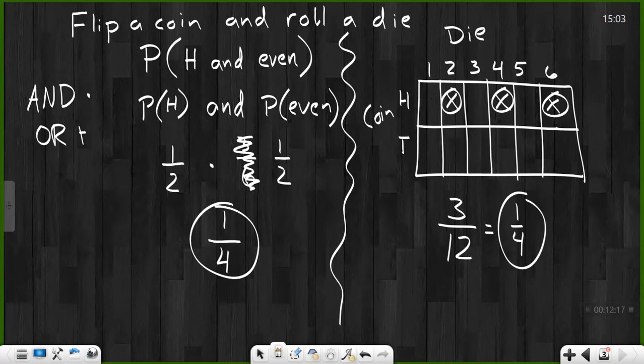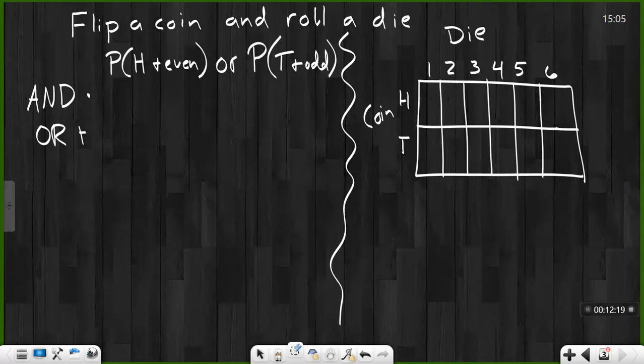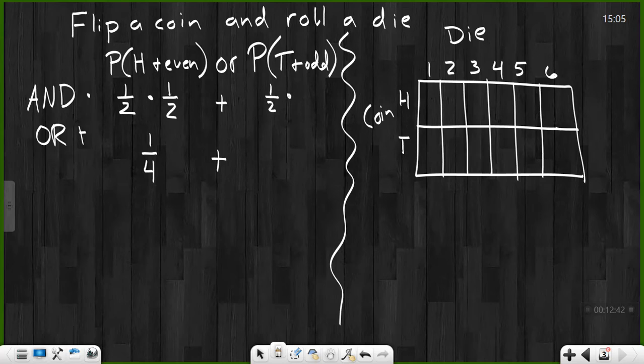What if we were to change this to or? What if I asked you probability of heads and even, which we just found, or tails and odd? Well, I've got heads and even. As we said, probability of heads is 1/2, and probability even is 1/2, giving us 1/4. Or says to add that result to the other possibility here, where I have tails, which is 1/2, and odd, which is 1/2, which gives me 1/4 altogether. And 1/4 plus 1/4 is going to give me 2/4. In other words, 1/2 of the time you should get tails and even, heads and even, or tails and odd. Let's look at our diagram.